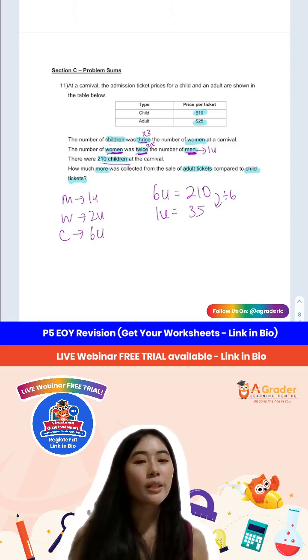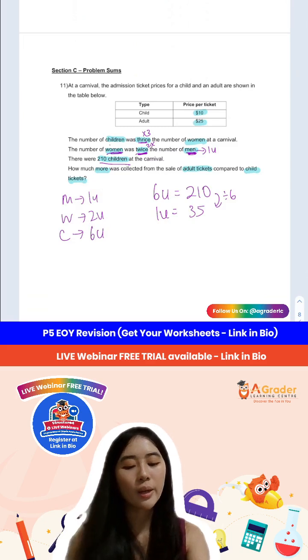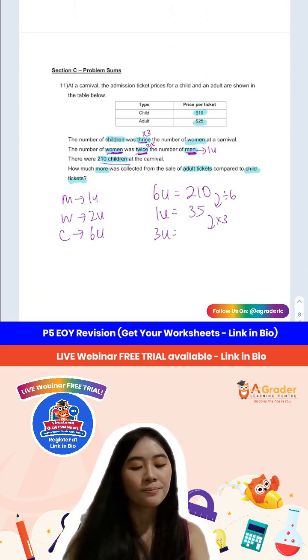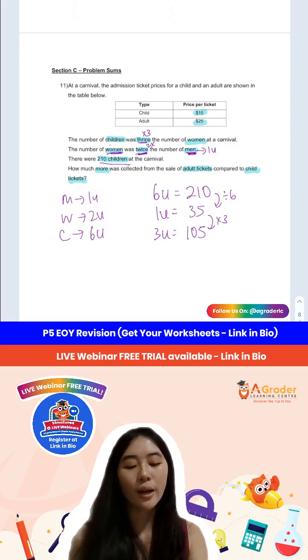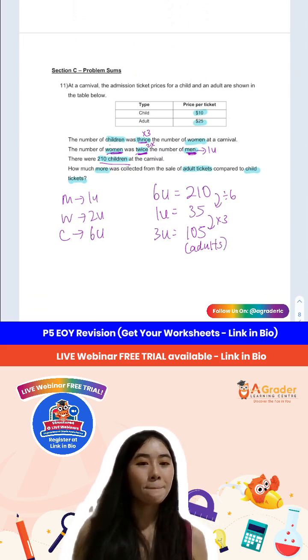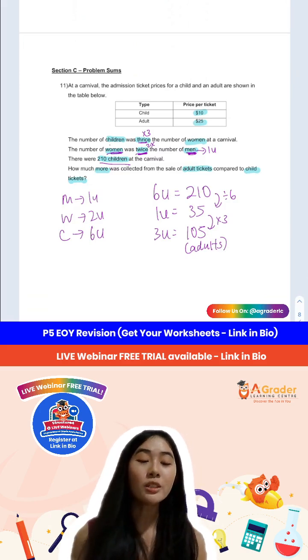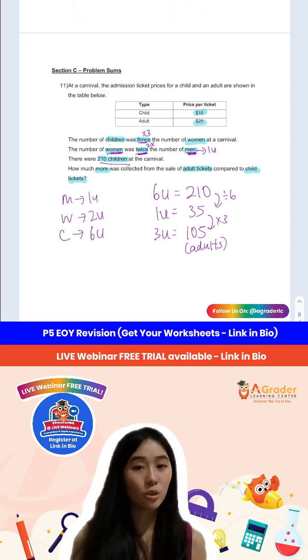So now you got to find out the adults, okay? So for the adults, it is the men and the women. That will be 3 units for the adults. So that's 105 adults. Okay, so now we have the number of adults and the number of children. You can calculate how much money you collect from them.